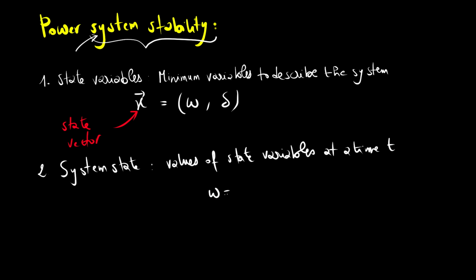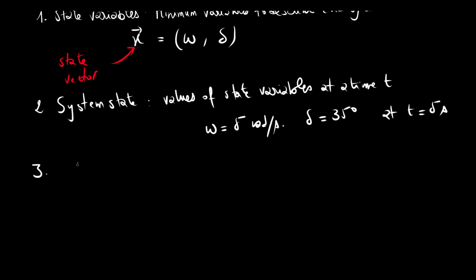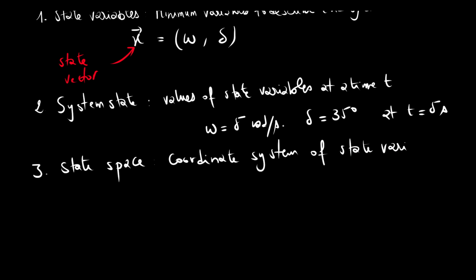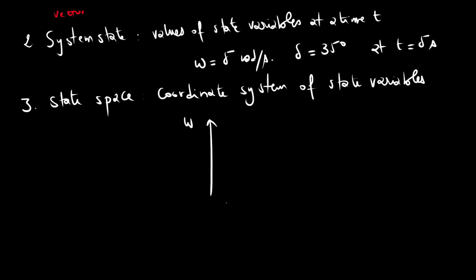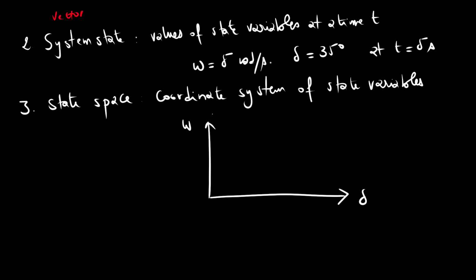For example, a rotor might be spinning at 5 radians per second and sitting at an angle of 35 degrees relative to the stator field's electrical angle. That's the system state, say at time t equal 5 seconds, for example. The state space is the coordinate space formed by the state variables. Each point in this space represents a unique system state.